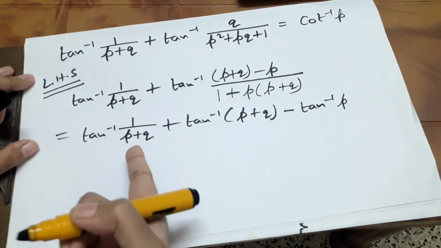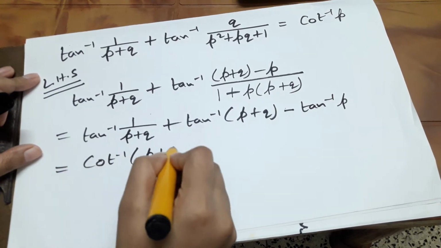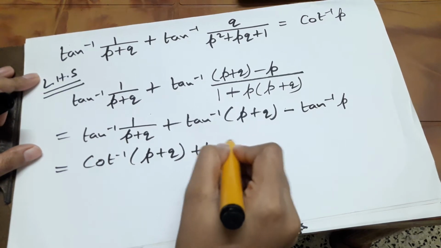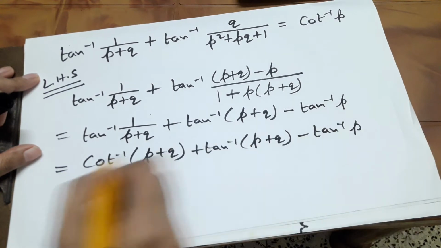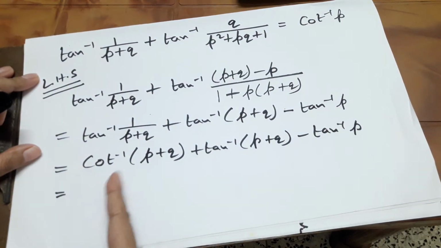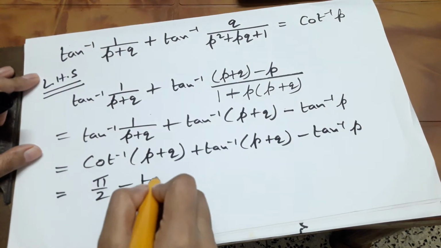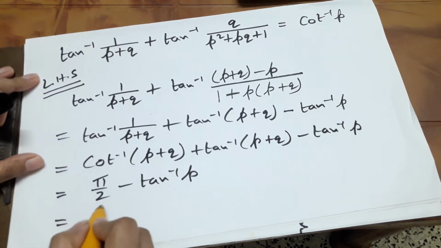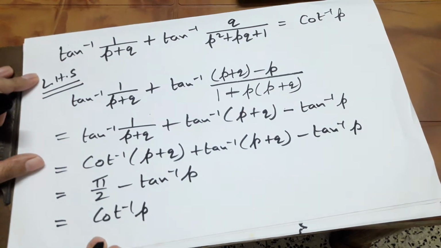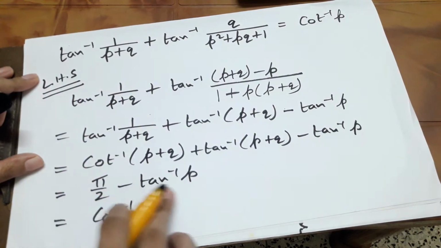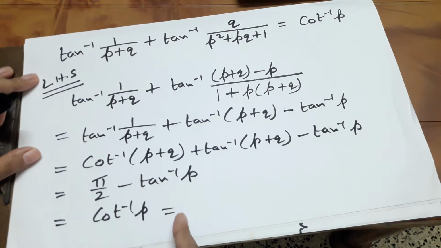Now tan inverse 1 by p plus q, what does it mean? We can write it as cot inverse p plus q, plus tan inverse p plus q minus tan inverse p. Now tan inverse x plus cot inverse x, what is the formula of that? Pi by 2. So pi by 2 minus tan inverse p means it will be cot inverse p, since tan inverse x plus cot inverse x equals pi by 2, so pi by 2 minus tan inverse x means cot inverse x. Here you will write equals RHS, proved.